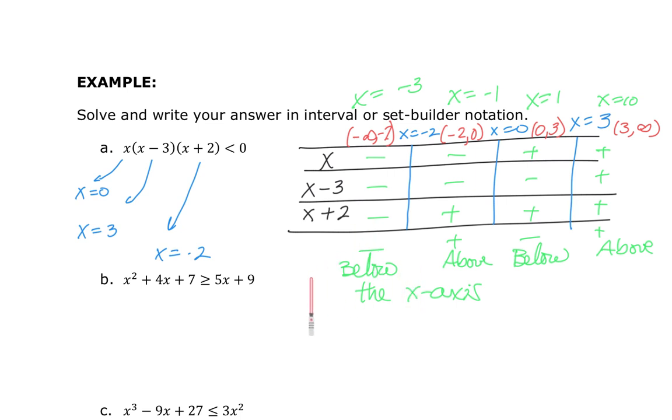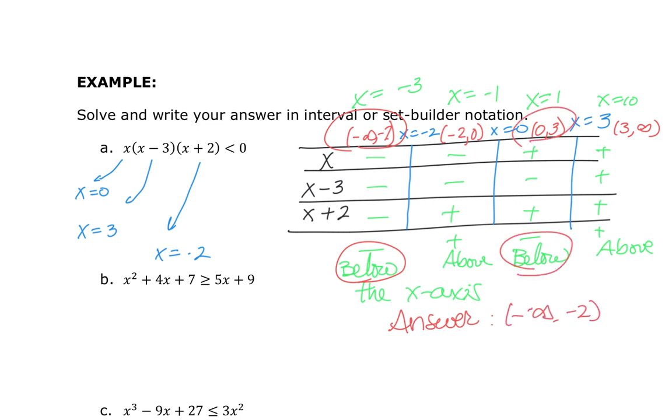But I go back and I say, I want the interval in which we're less than 0, which means I want to be below the x-axis. So I want this region and this region. So my answer is the region that is below, which is this one, negative infinity to negative 2, and this region, union from 0 to 3.